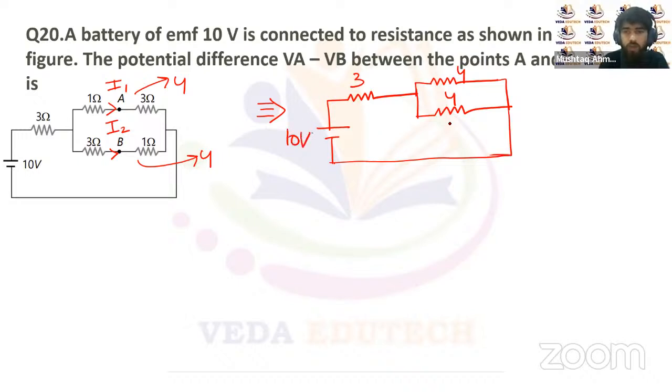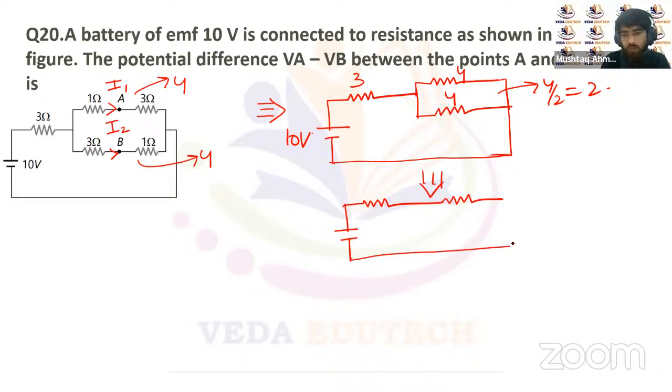Now the equivalent of 4 and 4 will be 4 upon 2, because they are in parallel. It will be 2 ohm. Now you can see the equivalent circuit here. This is the 2 ohm resistor, this is 3 ohm, and the battery we have is 10 volts. So the total resistance will be 5 ohm.